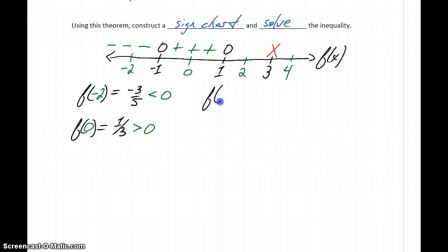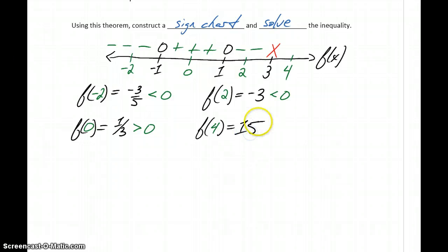Our next test point would be f of 2, which would give us a function value of negative 3, which is, again, less than 0. So from x equals 1 to x equals 3, our function is taking on negative values. And then our last test point to consider would be f of 4, which is going to give us a function value of 15, which is obviously greater than 0. So for values of x equal to 3 or larger, our function is going to take on positive values.